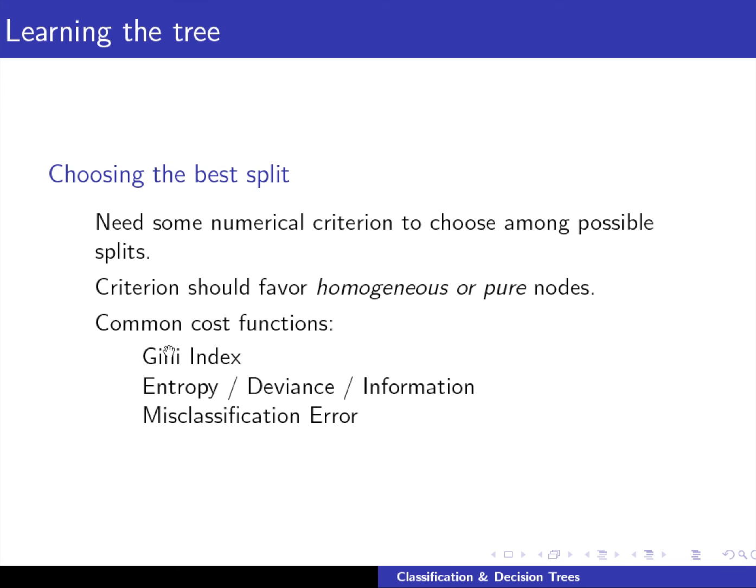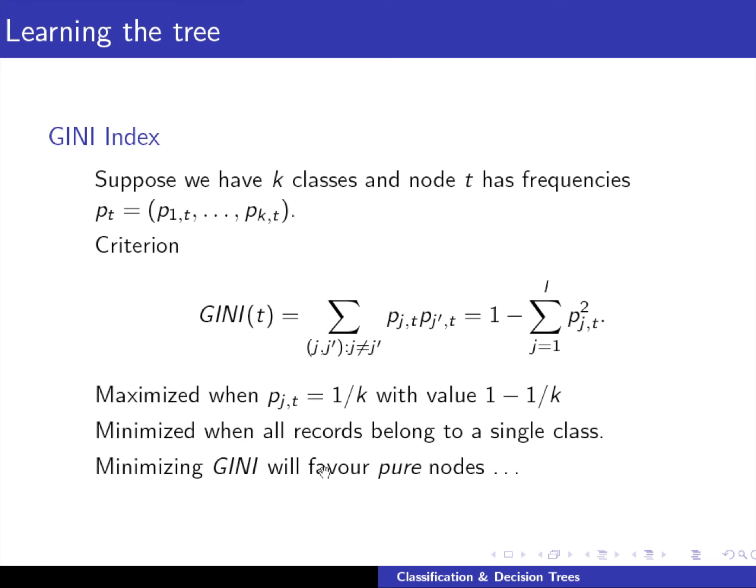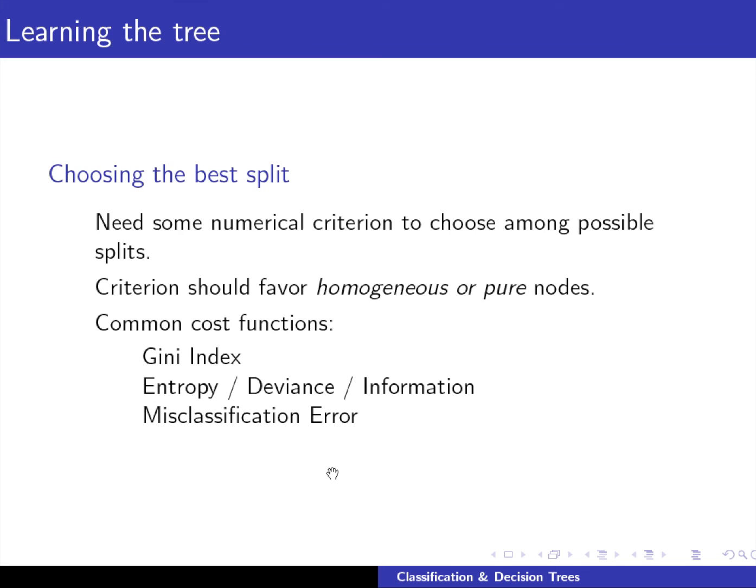There are different cost functions: the Gini index, entropy, also called deviance or information criterion, and looking at misclassification error. So I'm going to stop recording here and then come back and look at these different criteria for choosing the best split.